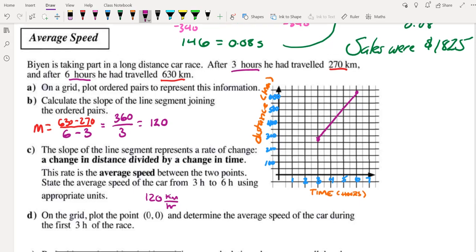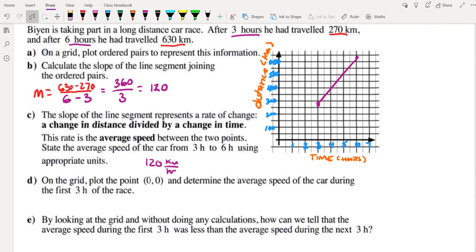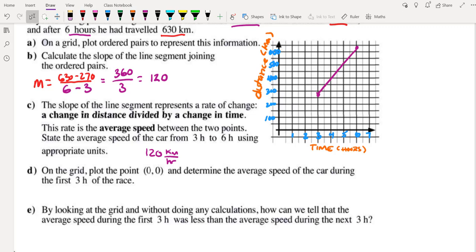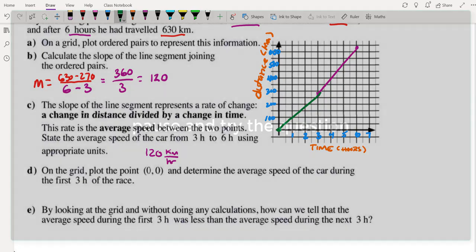I would like you to do D and E. So D says plot the point 0, 0, and draw a line segment between 0 and 3, which we can do together here before we stop the video. And determine the average speed in this time. So pause the video, give that a try, and try doing E as well.